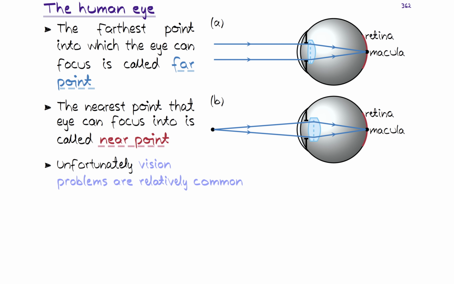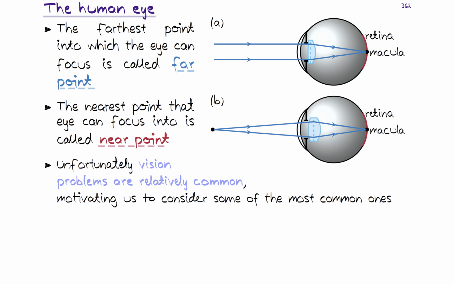And the problem here is that we have vision problems, and they are relatively common, and they thus motivate us to consider what the most common vision problems are and how they relate to these different concepts. So basically how we can use the concept of far point and the concept of near point to understand the vision problems. This is the motivation and the logic in our lecture here.